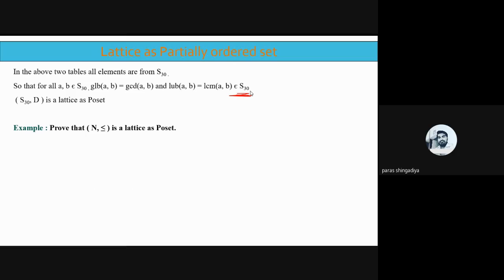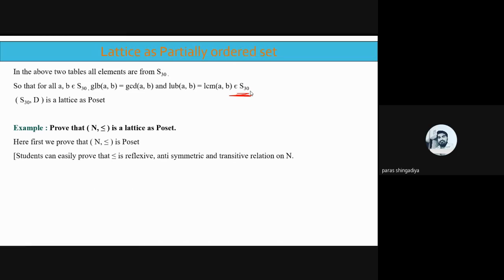So for less than or equal to, we'll use the minimum and maximum for GLB and LUB respectively to check whether the lattice is a poset or not. Clear? So first we have to prove that ℕ with less than or equal to is a poset, and we can easily verify that. Less than or equal to is reflexive, antisymmetric, and transitive. These three conditions you can easily verify.